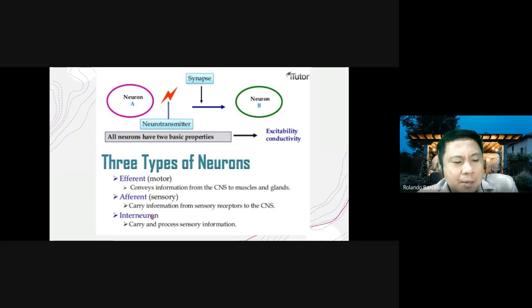Pag afferent, mula sa parts ng iyong katawan, papunta naman sa brain, so from the sensory receptors to the CNS. Ibig sabihin, mula sa paa mo, mula sa kamay, papunta sa brain, ang nagdadala nun na neurons ay afferent or sensory. Efferent is motor neuron. Then sa pagitan ng dalawang yan, nandyan yung interneuron, carry and process sensory information.